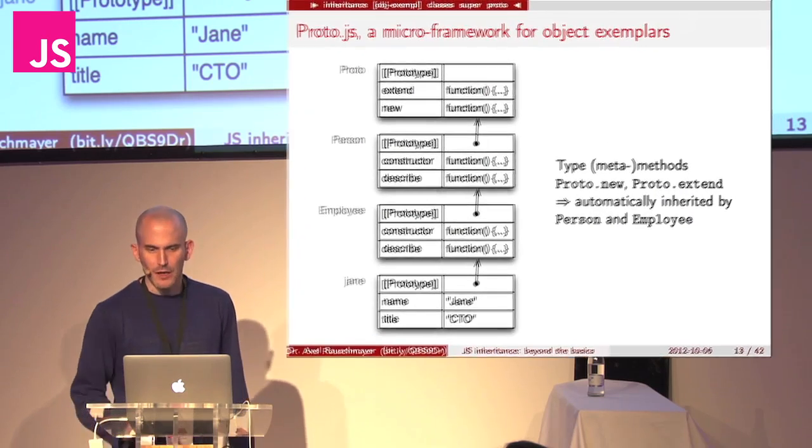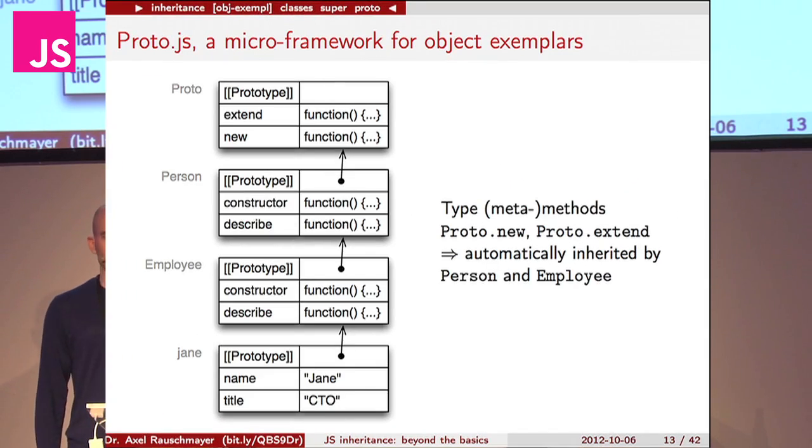And this is what such an approach would look like if you created it, and here everything is proper. Here you have Jane, whose name is Jane, and who has a title. And that instance is an instance of its prototype, the employee. And that prototype is a sub-prototype of person.